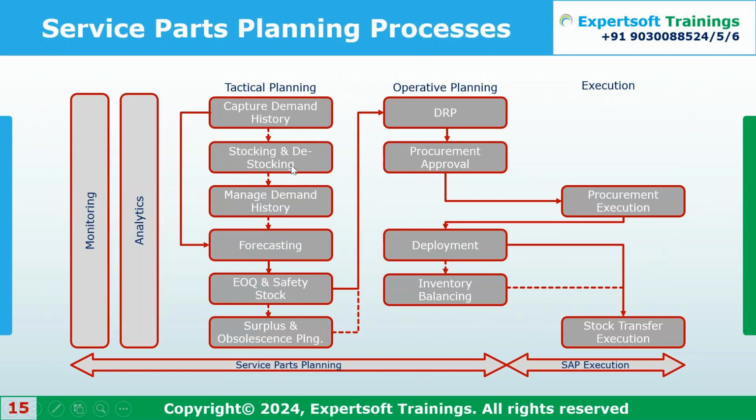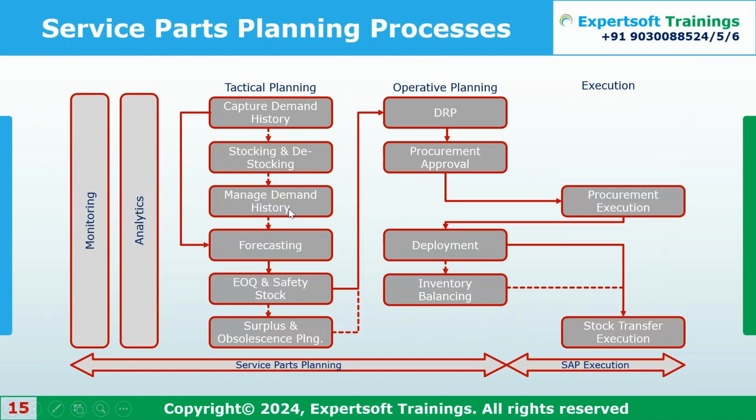Once this job is run, and we have made a fair decision on the stocking and destocking, then management of demand history comes into the picture. Management of demand history is basically if there is any extra demand or any unwanted demand that is there in the sales history, you have to manually adjust those.